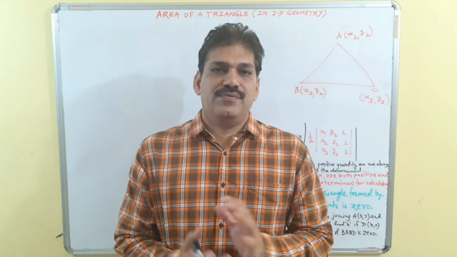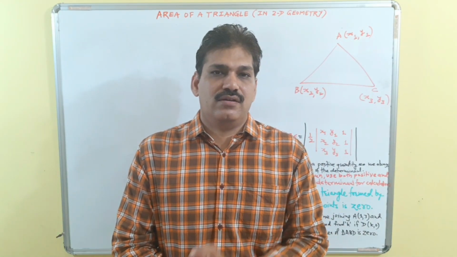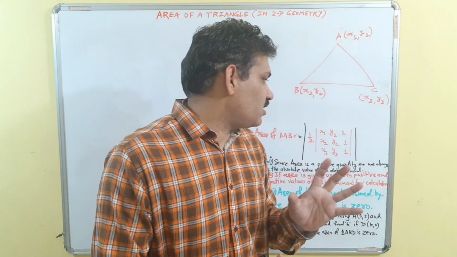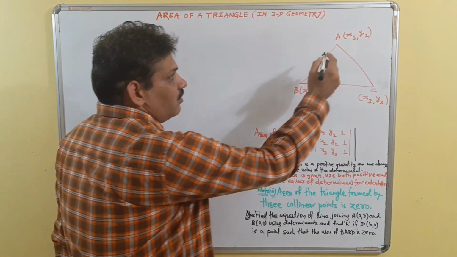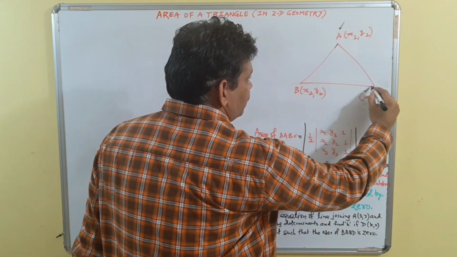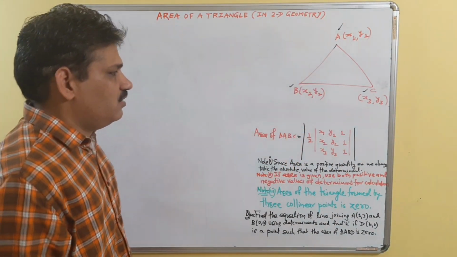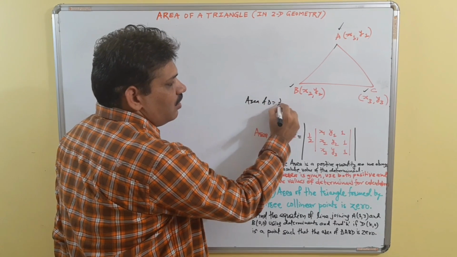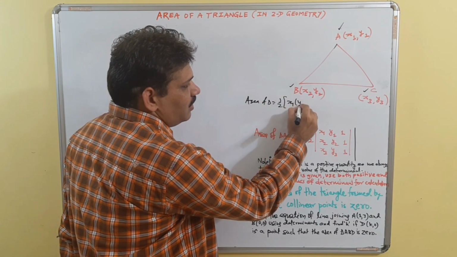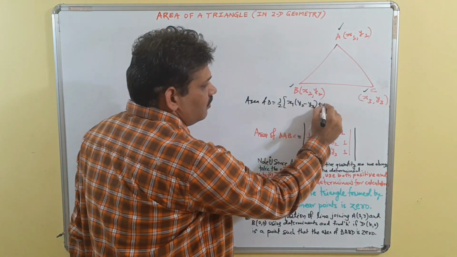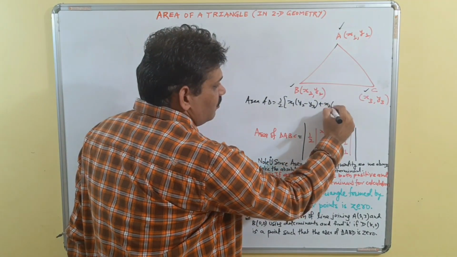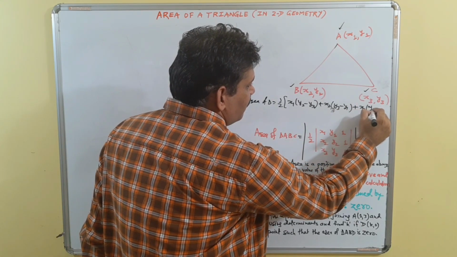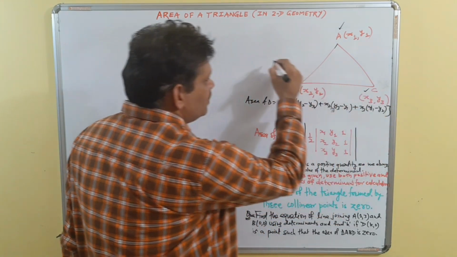Well, in this session we are going to talk about the area of a triangle in two-dimensional geometry using determinants. In earlier classes we have studied the formula: if the coordinates of 3 points A, B, C are given, then the formula to find the area of the triangle is half of x1 multiplied by y2 minus y3 plus x2 multiplied by y3 minus y1 plus x3 multiplied by y1 minus y2. It was very simple.